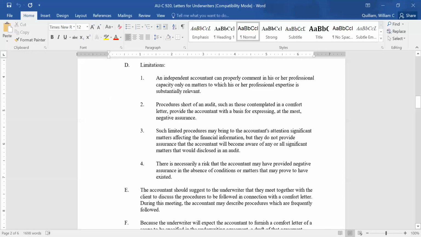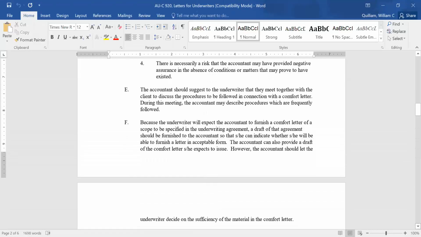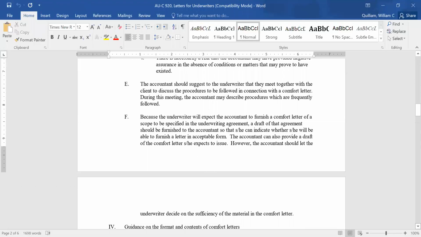Now, coming on down to E. The accountant should suggest to the underwriter that they should meet together with the client to discuss procedures to be followed in connection with the comfort letter. And during this meeting, the accountant may describe procedures which are frequently followed.